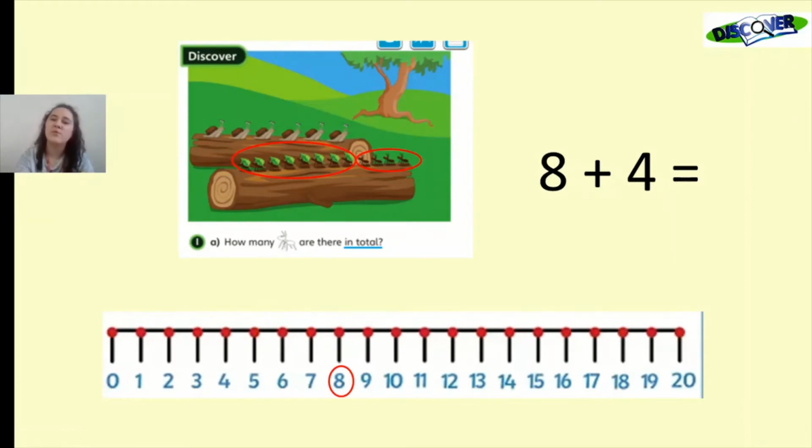Brilliant. We're going to move forwards. So let's jump forwards those 4 jumps. Are you ready to count with me? 1, 2, 3, 4. Those were our 4 jumps. What number have we landed on? Well done. We've landed on the number 12. So our answer to our question is 12.